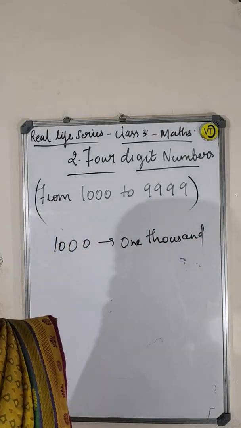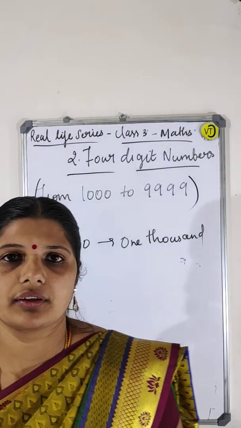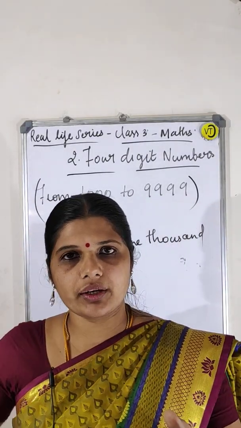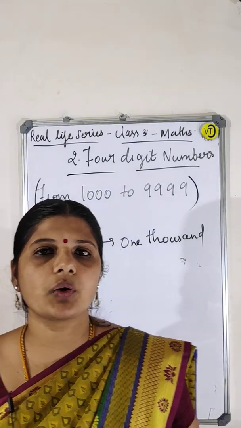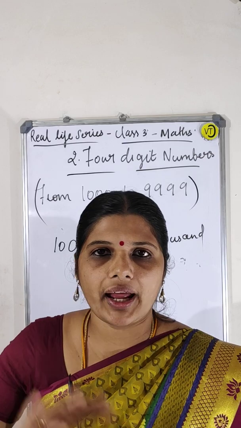1000. Okay. 1000 plus 1 is what? 1001. 1001 plus 1, 1002. 1002 plus 1, 1003. Like that. You can add like that only.